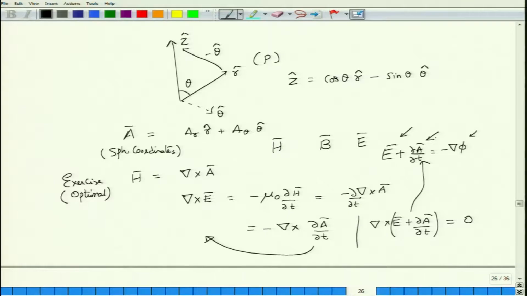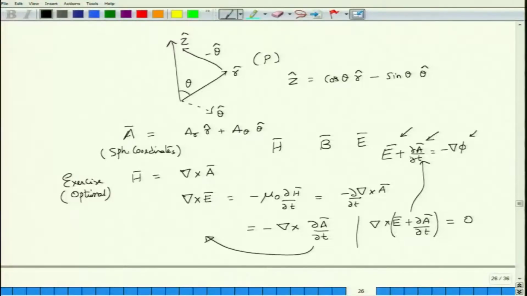It is a beautiful relationship because as del by del t tends to 0, in other words, as the frequency gets lower and lower, the term del A by del t, which is the coupling term between electric and magnetic fields, vanishes, and then E will simply be related to the electrostatic scalar potential, minus gradient of phi. So this is very important. As the time variation is 0, the fields become static, and in the static regime there is no coupling between electric and magnetic fields.